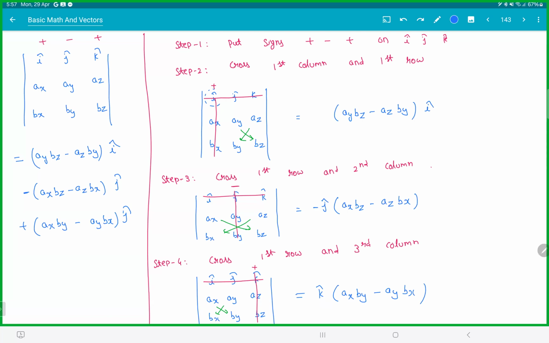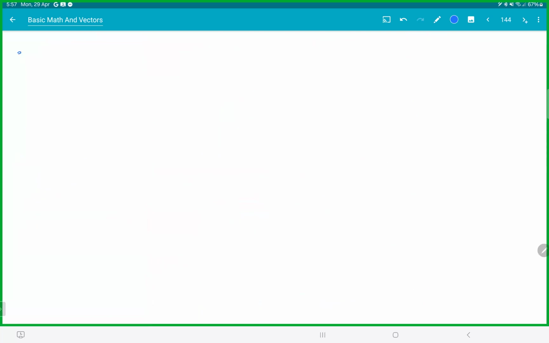Anyone, any doubts on this? Let's see some examples. You guys try this thing and tell me what is the answer. Let's say I, J, K, 2, -3, 1, -1, 3, 4. What is the answer for this?